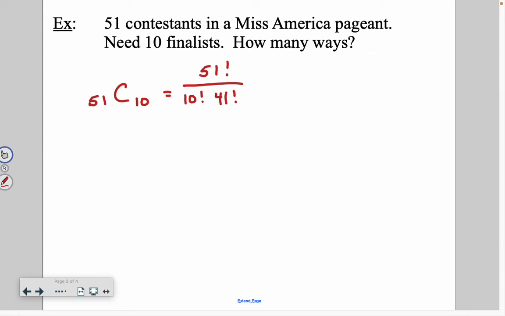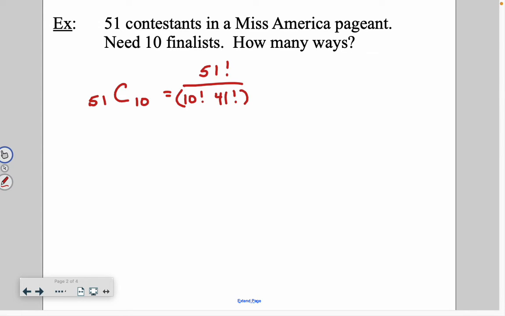And so now you could type this into the calculator one of two ways. Remember, if you're going to type it in with the factorials, don't forget to put parentheses in the denominator, so you're telling the calculator, divide by that whole quantity, not just the 10 factorial.